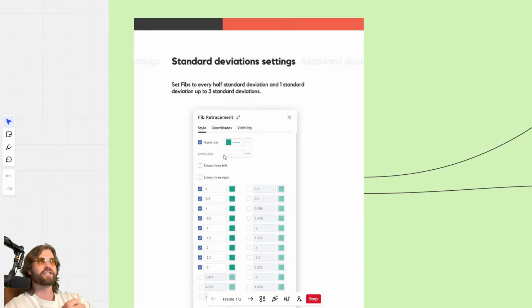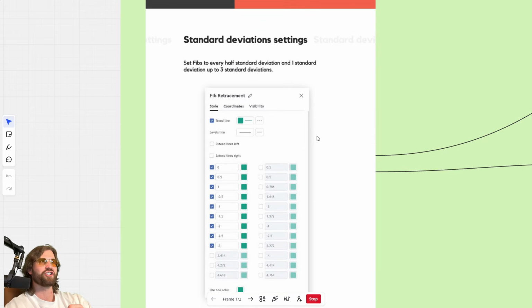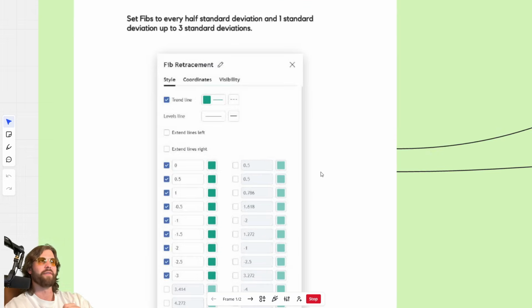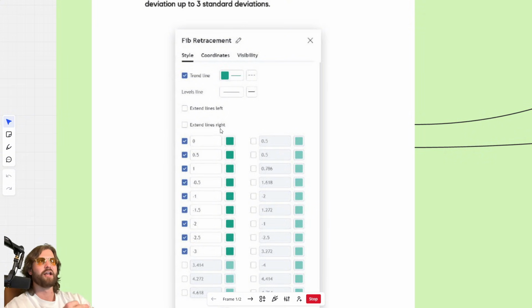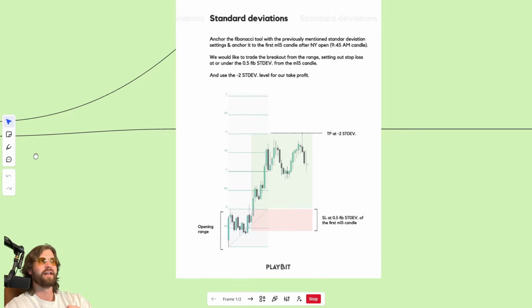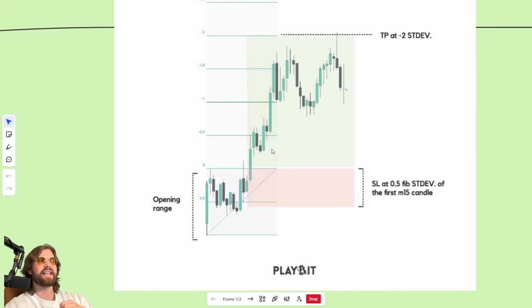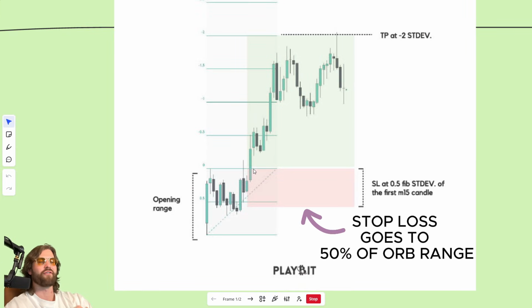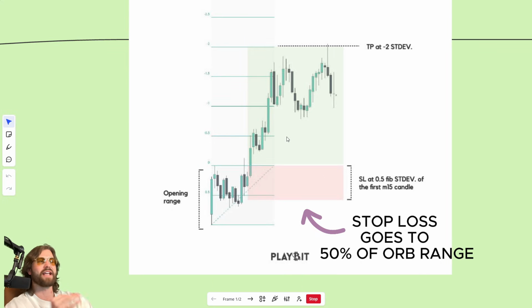Now, the next part about this is standard deviation settings. We'll get into a second of what exactly this is and why you need it, but these are the settings. Take a screenshot and modify your Fibonacci retracement for this. How you're going to use this is if you get a long breakout, so a 5-minute close to the upside, you're going to look to take the Fib retracement from the low to the high, it's going to give you a plethora of extensions. These are take profit points.